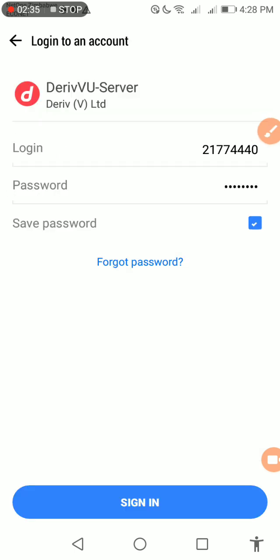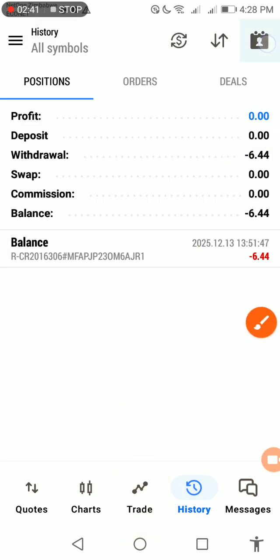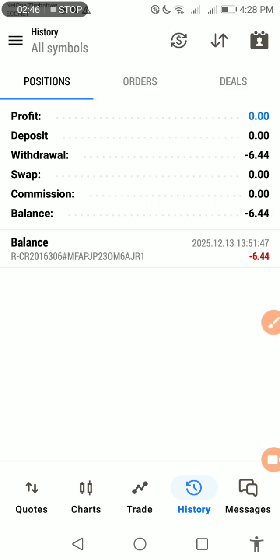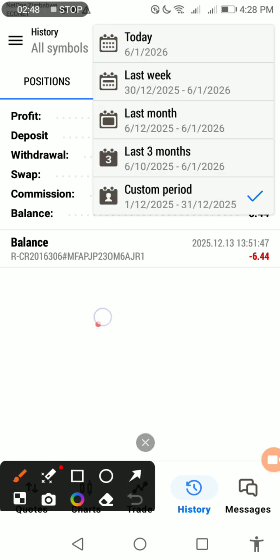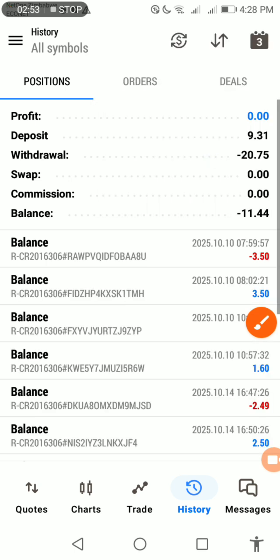Then for the Deriv Vanuatu account, if you go to the trade history, there was no trade from 1 December to 31 December. Even for the past 3 months, there weren't any trades.